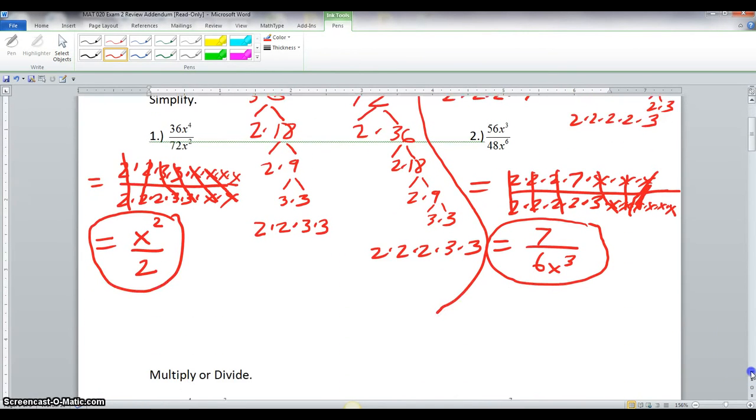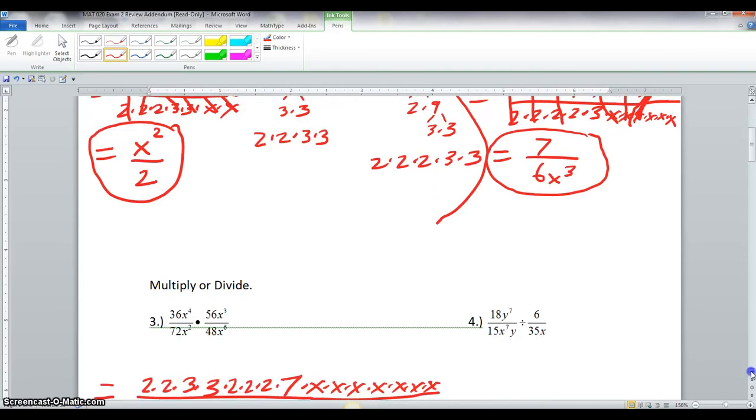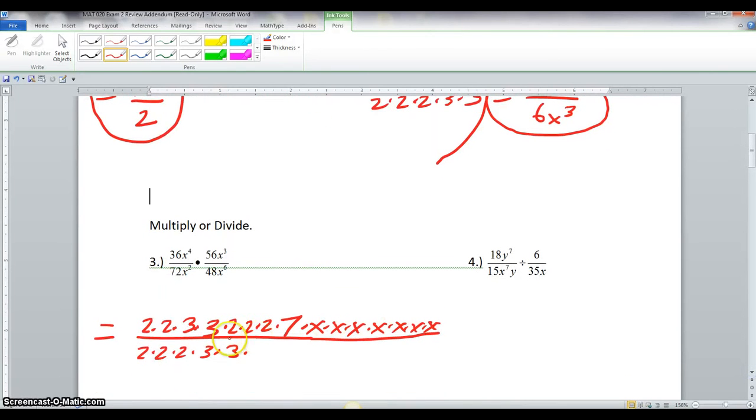So we could write that down. So 48 gave us 4 2's and 1 3. So that took care of 72 and 48. Now we look at our x's. We have 2 x's here, 6 x's here. So that gives us a total of 8 x's.